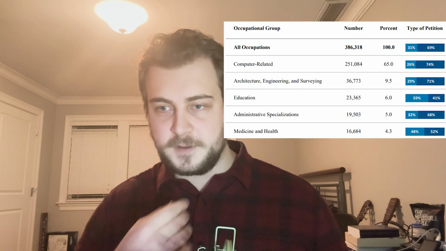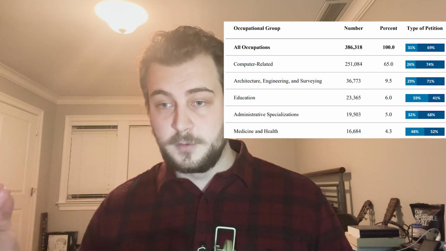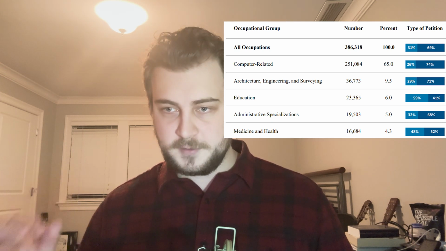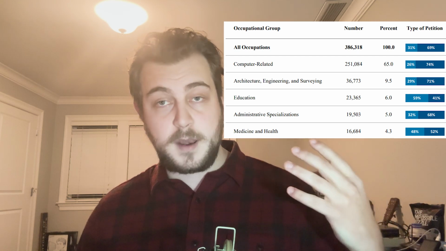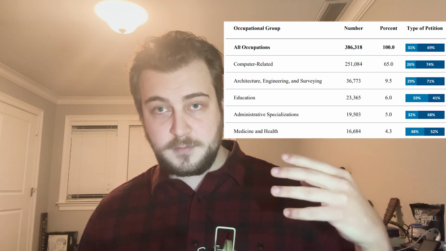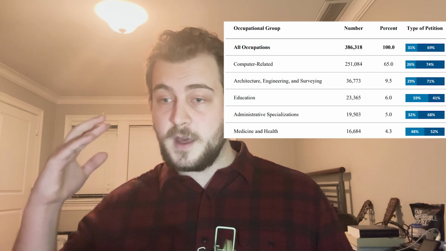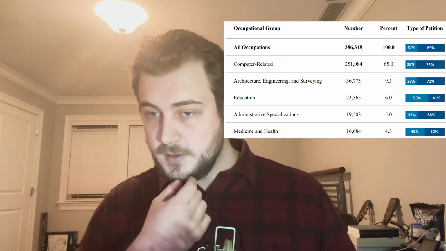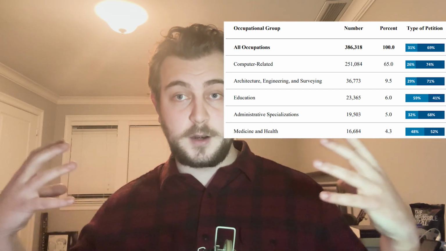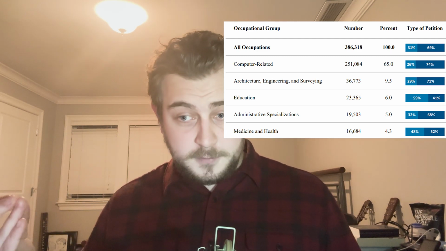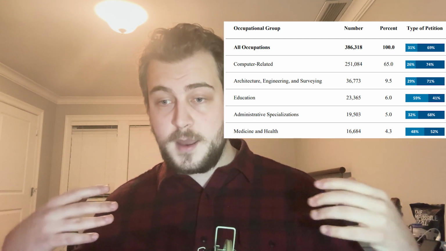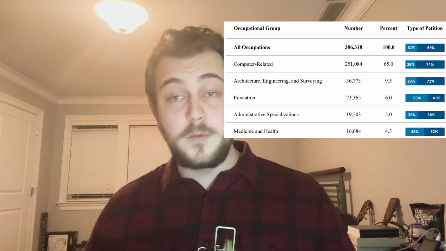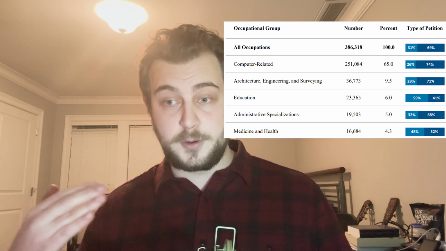The employment categories that H1B approvals fall into is concentrated mostly in computer-related fields, representing 65% of approvals. The next largest categories are as follows. Architecture, engineering, and surveying at 9.5%, education at 6%. It is worth noting here, though, that the education petitions were 59% initial approvals, which is outsized compared to most of the other fields. Administrative specializations was 5%, and medicine and health was 4.3%. This also had an outsized amount of initial approvals.